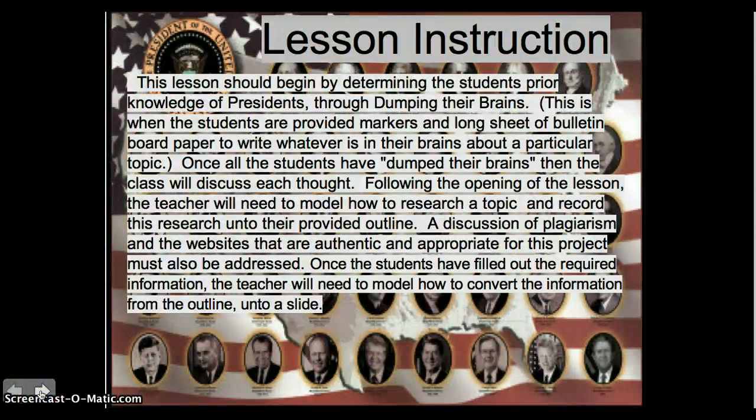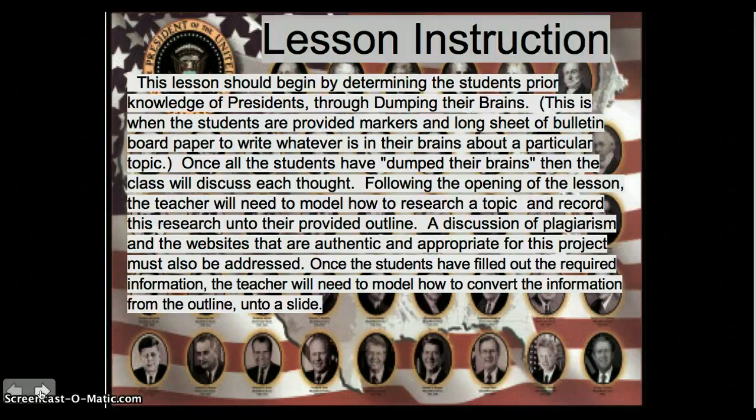Alright, the lesson instruction. This lesson should begin by determining the students' prior knowledge of presidents through dumping their brains. This is when the students are provided markers and a long sheet of bulletin board paper to write whatever is in their brains about a particular topic. So your kids are going to, you roll the bulletin board paper out, you give them markers, and all one at a time they dump their brain about anything that they know about the presidents.